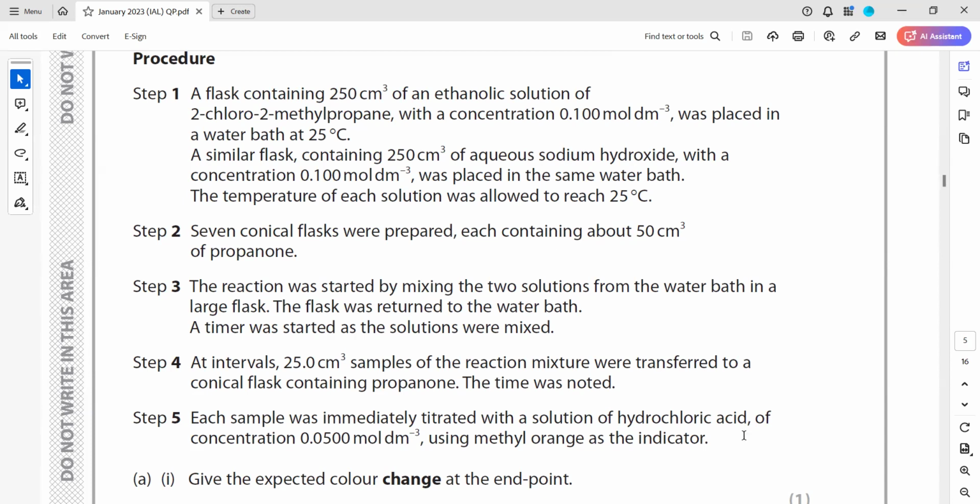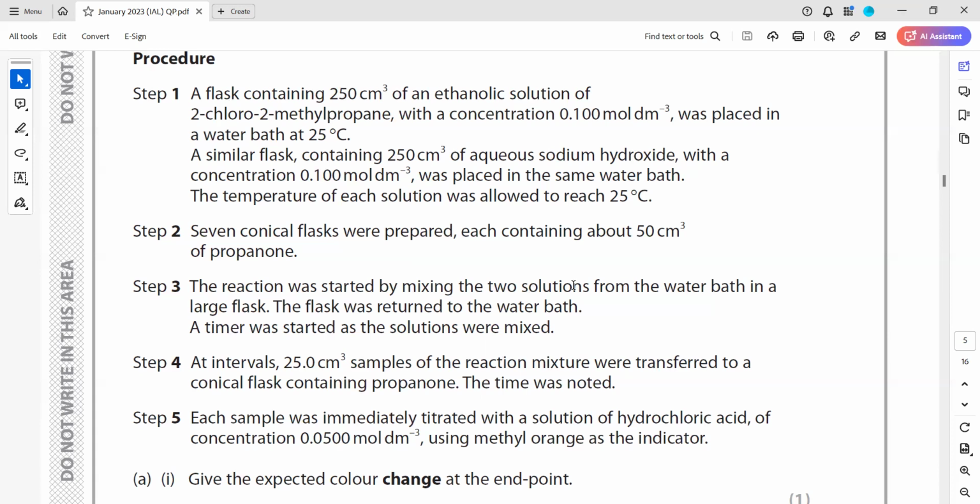Why do we use alcohol? Why not water? Because halogenoalkanes are not soluble in water, so that's why we use an alcoholic solution. Then a similar flask containing 250 cm3 aqueous sodium hydroxide, and then we place them in the same water bath. Why do we heat them? The water bath at 25 degrees was there.